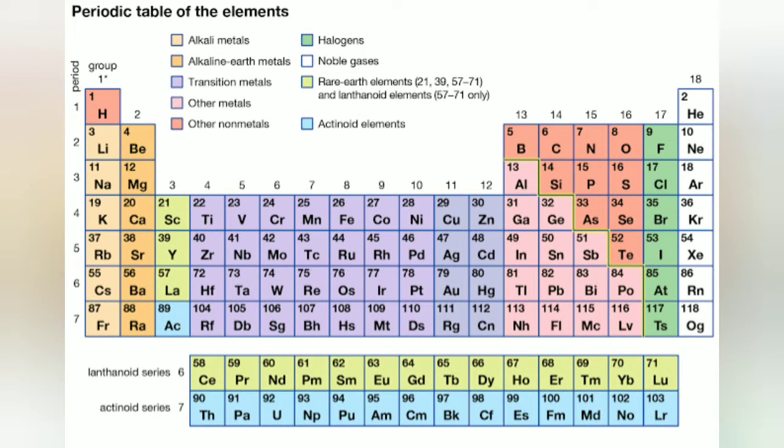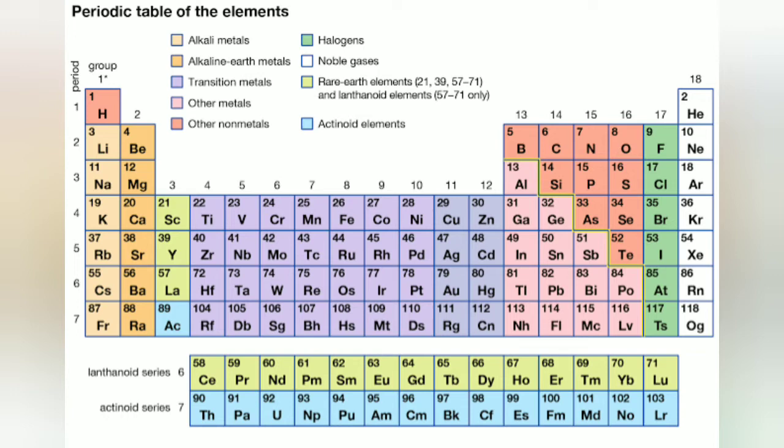The periodic table that you are seeing on the screen is the modern periodic table that we use nowadays. Before the formation of this table, many attempts were made by many scientists to classify the elements to form the periodic table. But before talking about the history of the periodic table, we must know what is the importance of the periodic table, or what are the reasons for classification of elements.